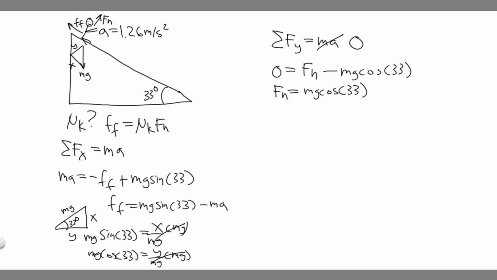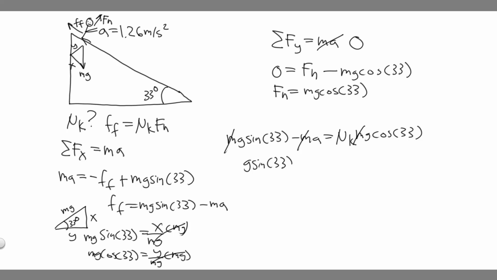We have the force of friction, and what we can do is just plug them in and solve for the coefficient of kinetic friction. So we know the force of friction is equal to mg times the sine of 33 minus ma, and then it's equal to mu sub k times F sub n, which is mg times the cosine of 33. And notice we're not given the mass, but luckily we can just cancel them out from each term. So the mass goes away in each term. So we just have g times the sine of 33 minus the acceleration is equal to mu sub k times g times the cosine of 33.